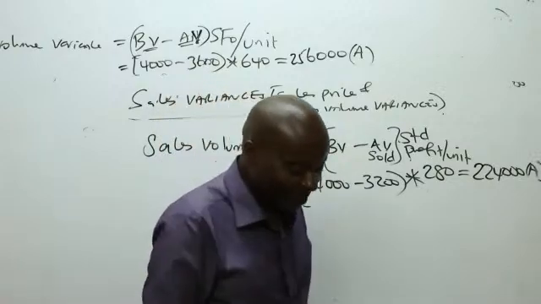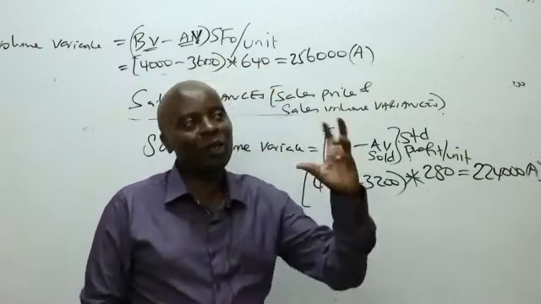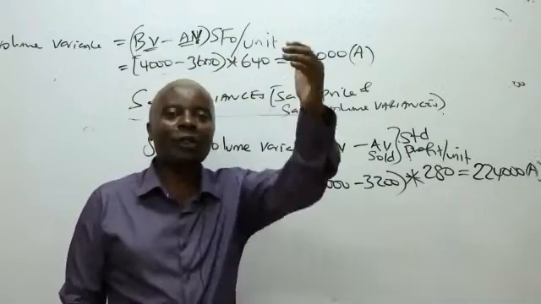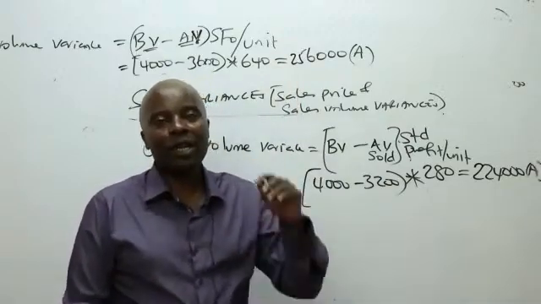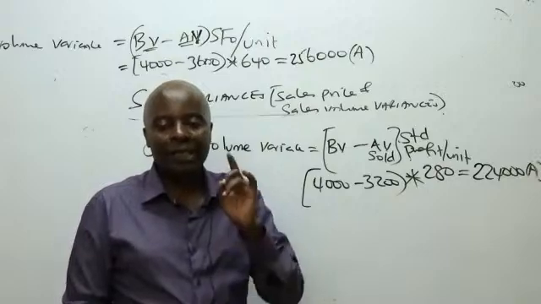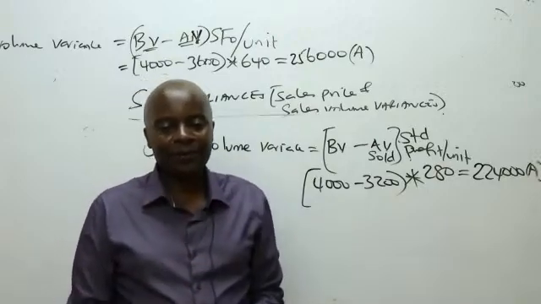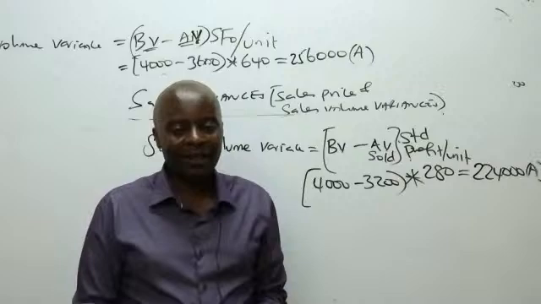Now, ladies and gentlemen, we have been able to finish calculations of all the 5 types of variances. Now we can do a reconciliation statement. Yes. Kariki is asking how 280?